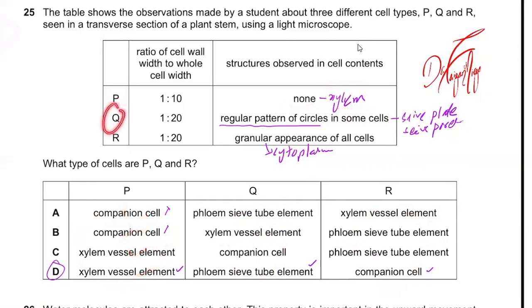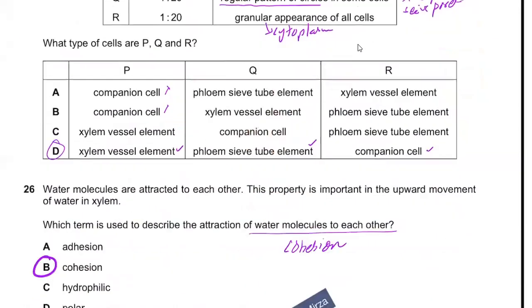Now cell Q has a regular pattern of circles, and the circles in some cells must be sieve pores in the sieve plate. So yes, Q should be the phloem sieve element. The answer cannot be C. And coming to the last, the granular appearance of the cell will be because of the cytoplasm and the extensive organelles which are present here. So this must be the companion cell. The answer becomes D.